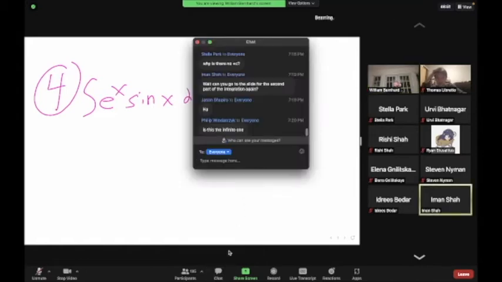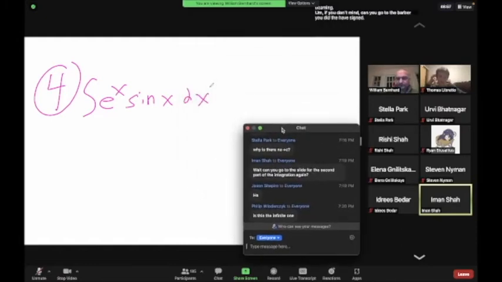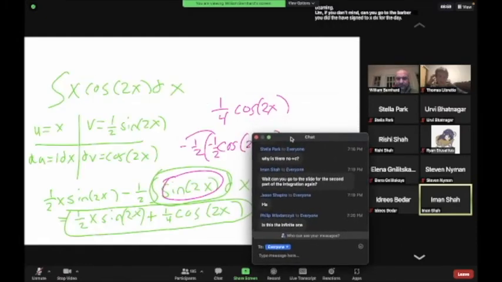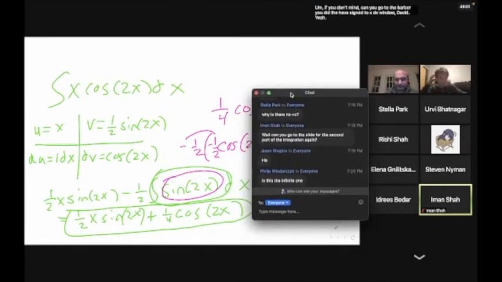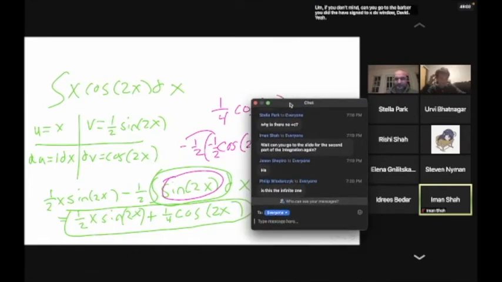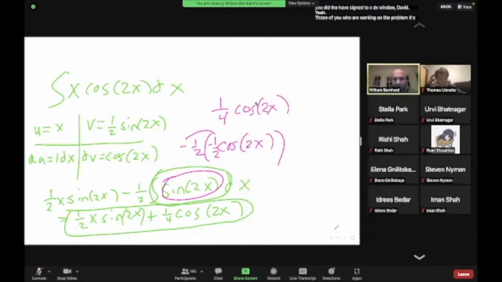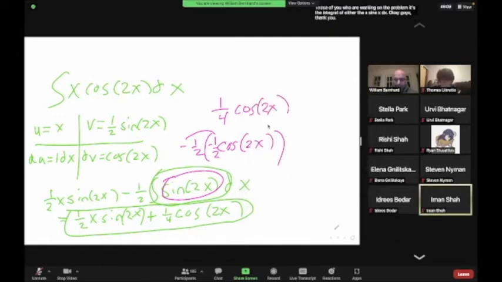If you don't mind, can you just go to the part where you did the half sine 2x dx for the integrated? Yeah. Sure. Those of you who are working on the problem, it's the integral of e to the x sine x dx. Okay, I got it. Thank you. Sure.